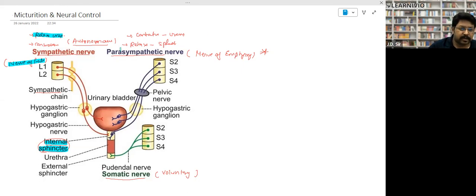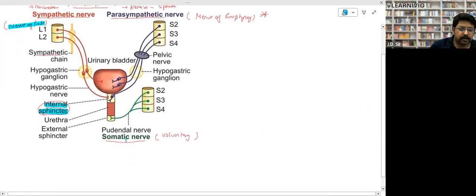Now there is another nerve, which is called the parasympathetic nerve, right? It is responsible for contraction of the urinary bladder. It will contract the bladder, then the person will feel the urge to urinate, and it will open the internal sphincter.